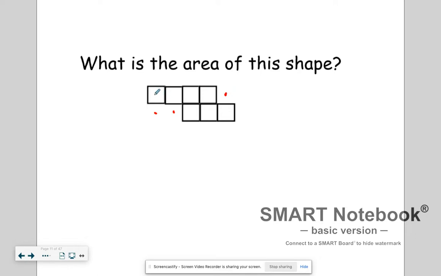Okay, all you had to do was count the inside. 1, 2, 3, 4, 5, 6, 7. So it's 7. If there's not a label for you, that's going to be 7 square units. If there is not a label for this, anytime we do area, you're going to measure that in square units.